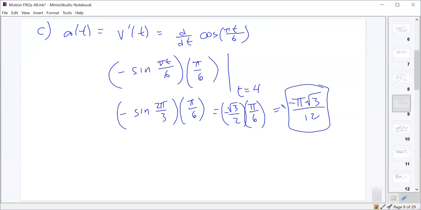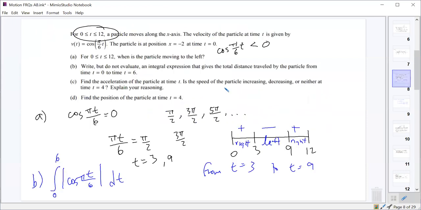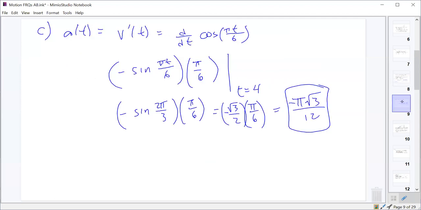Everybody good there? Okay. And the second part of that question is the speed of the particle increasing, decreasing, or neither at t equals 4? So how do we determine if speed is increasing or decreasing? If the velocity and the acceleration have the same sign, it's increasing. If the velocity and the acceleration have different signs, it's decreasing. So we've got the sign of the acceleration, it's negative. We just need to figure out what is v of 4.